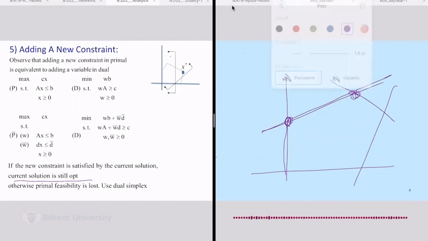All right. Hold on. Let me change my color. So this is your new constraint.